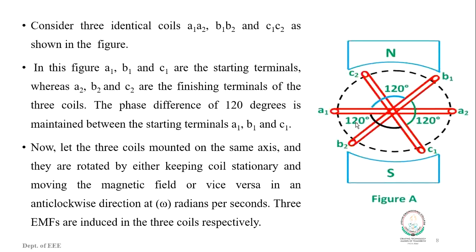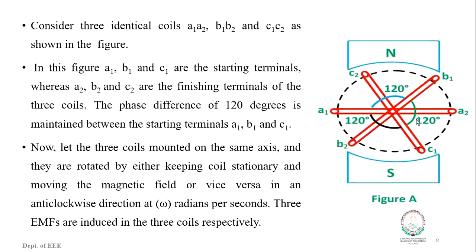Now these coils are mounted on the same axis and they are rotated with a constant velocity, and they are rotating in anti-clockwise direction. So we can say that if the coils are rotated in a magnetic field, 3 EMFs will be induced in the 3 coils.